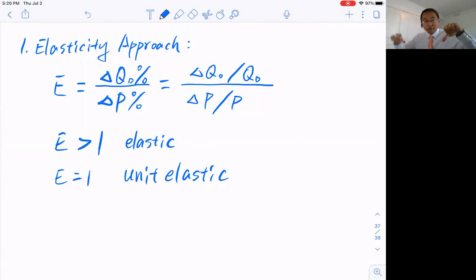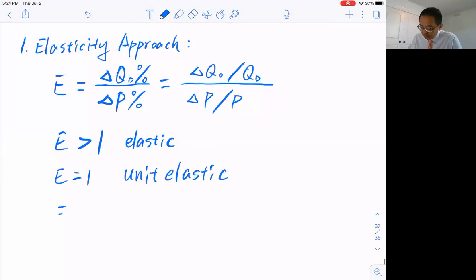By the way, they always go in opposite directions, right? When price drops, quantity will increase. When price increases, quantity will decrease. That's due to the law of demand. So I'm not going to go into great detail. I expect you to know that by now, okay? Now, if elasticity is less than 1, we call that inelastic demand. And that means when your price changes, your quantity changes less than that, right? So if price increases by 10%, quantity demanded will decrease by less than 10%, okay? So that's a quick recap on elasticity.